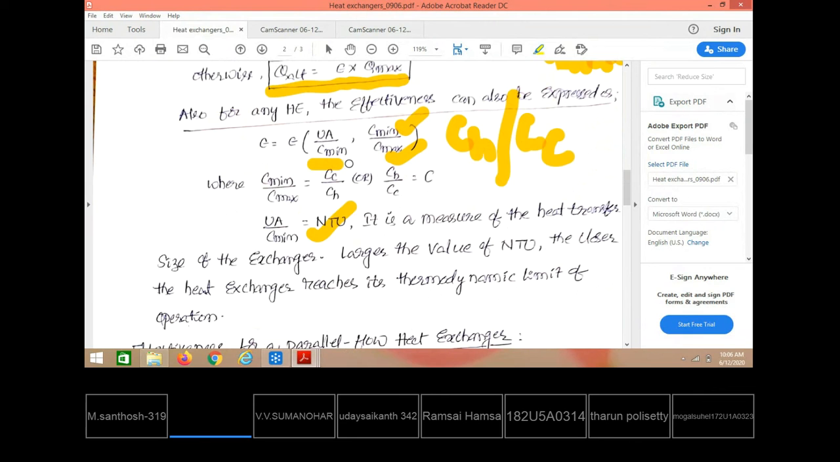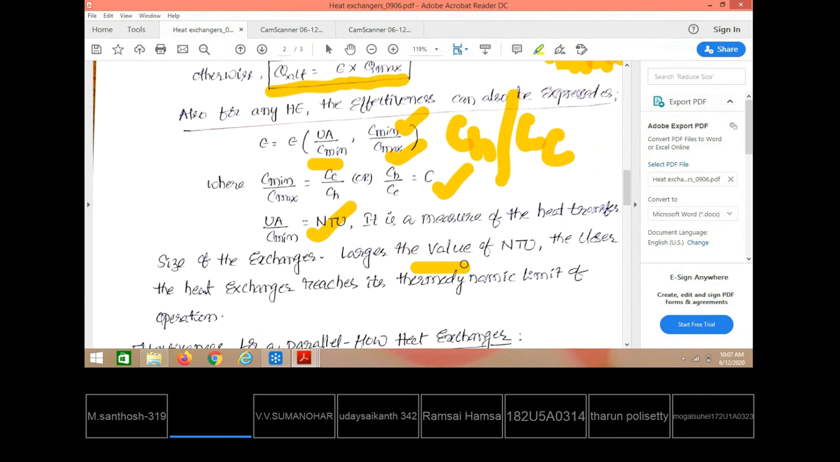The other parameter is UA by C minimum, which is known as NTU. C minimum by C maximum is the heat capacity ratio. It may be either CC by CH or CH by CC, depending upon the relative values of CH and CC. If CC has the lesser value, it is CC by CH. If CH has the lesser value, it is CH by CC. Sometimes it is also written simply as C, the heat capacity ratio. UA by C minimum is written as NTU, the number of transfer units.